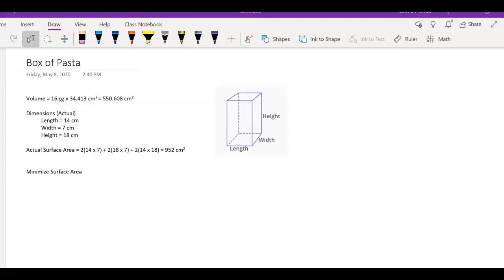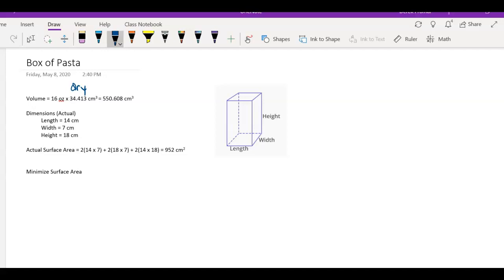Now that we've got the measurements of the original box, it's time for us to try and figure out what the optimized surface area would be. So I have the volume of the box as 16 ounces times the 34.413. This is the dry measurement.